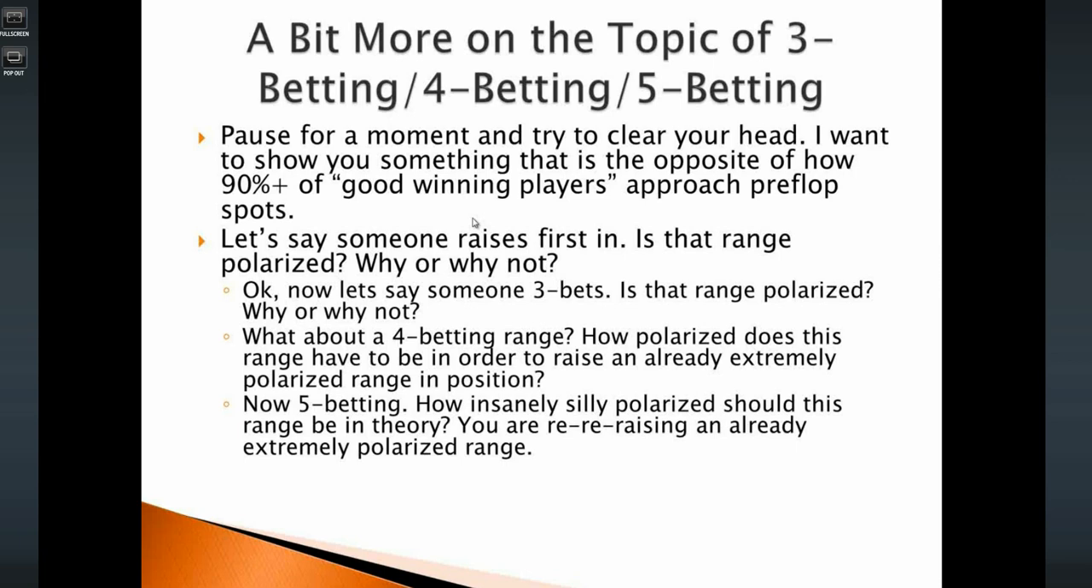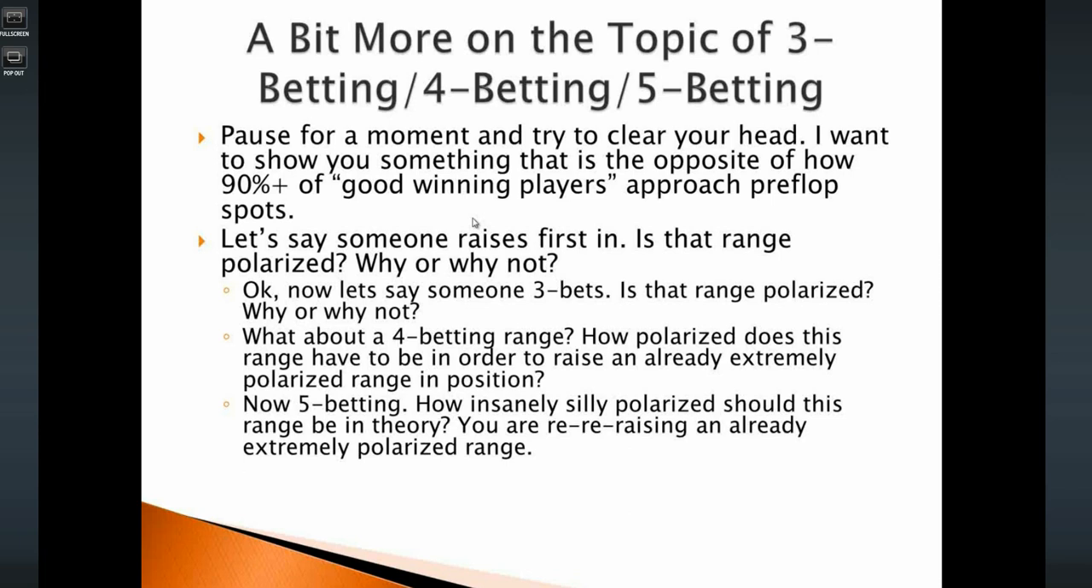Now let's talk about 5-betting. How insanely polarized should this range be in theory? You are raising an already extremely polarized range. So just conceptually think about it. The button opens, he's not really polarized, he's just opening all his good hands. Then someone 3-bets from the blinds. Now he's saying I have a very strong hand or a pretty weak hand that can outdraw you sometimes. Then the button 4-bets. So he's saying, even though I understand your range is polarized, I have some hand that's either so strong yet still doesn't want to give a flop, or is so strong and just wants to get a ton of value that I'm going to 4-bet now, and I'm balancing that out with some bluffs.